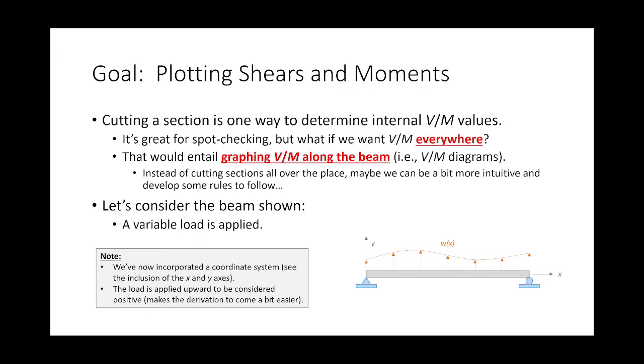So let's consider this beam right here. First off, there's a couple things about this beam. Here's a beam. It's simply supported. For the purposes of this derivation, it doesn't really matter whether it's simply supported or fixed-ended. That's not going to matter, and you're going to see why in a second. But I do want you to recognize I've got a coordinate system right here, an X and Y axis. And the load is just a random variable load, and I have it pointing upwards, which means that the load is positive.